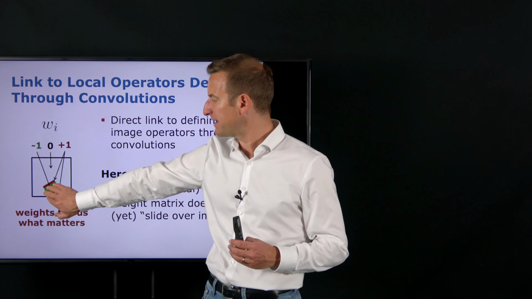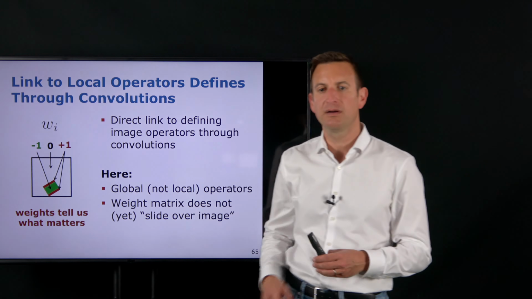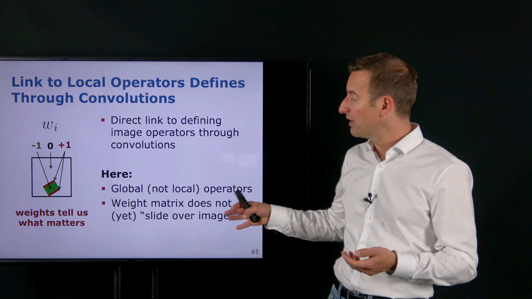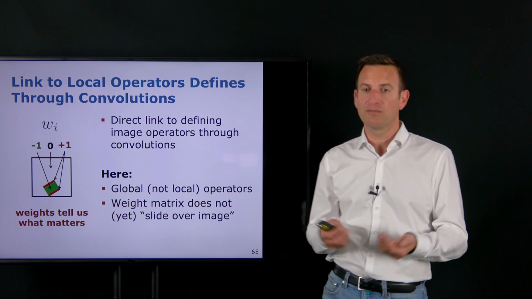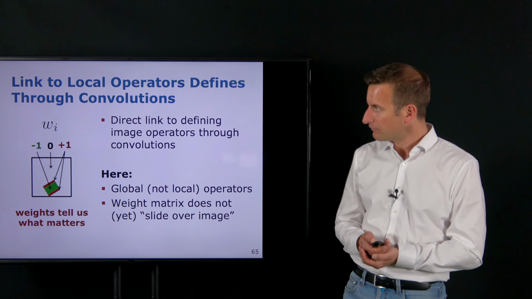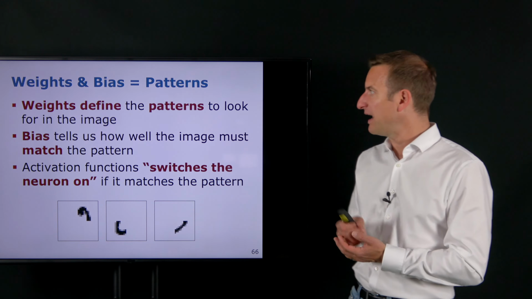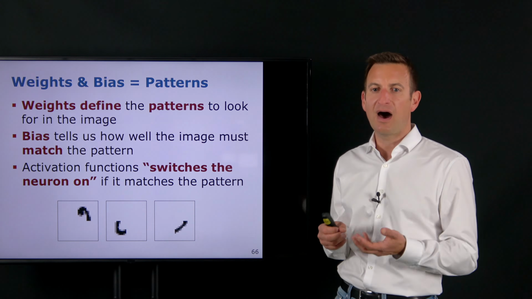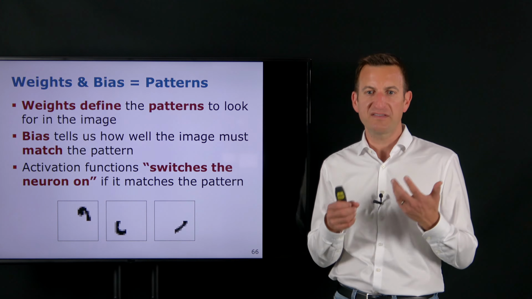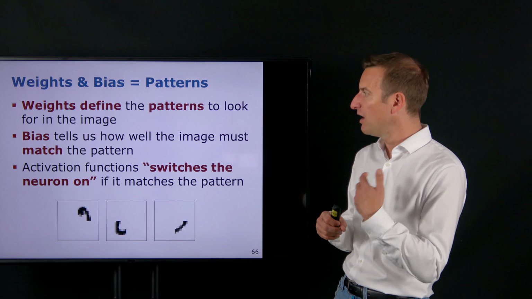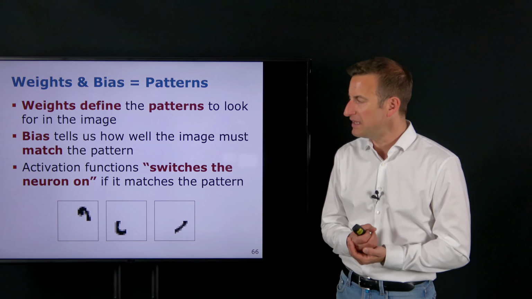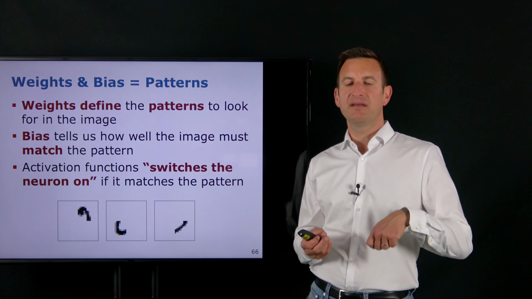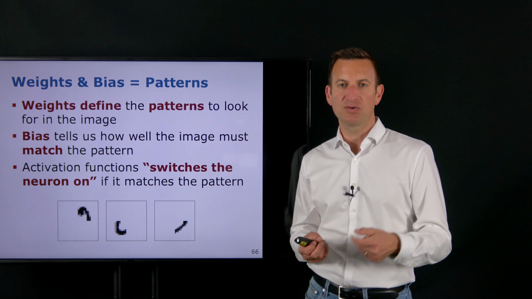Here it says we want to have that pattern, and that pattern should be located over here. But that's something that we can later do with convolutional neural networks, where we get those real convolutions into the game. So how do the weights and biases actually look? The key insight here is that the weights define the patterns, and the bias defines how strong that pattern signal should be, so how well the image must match that pattern. And then if the pattern is found, the neuron is switched on.